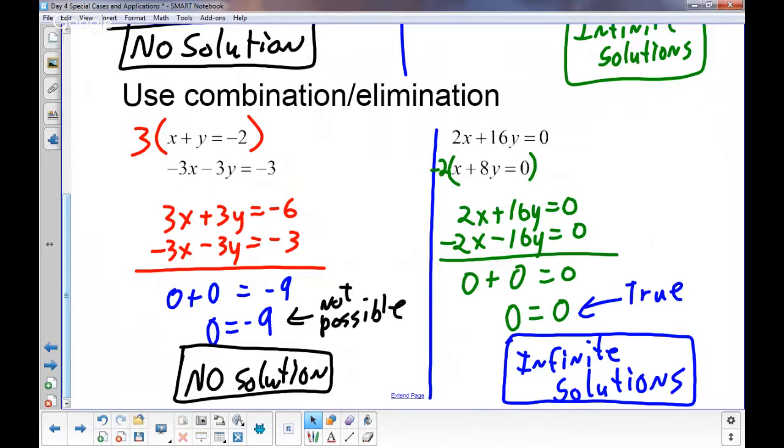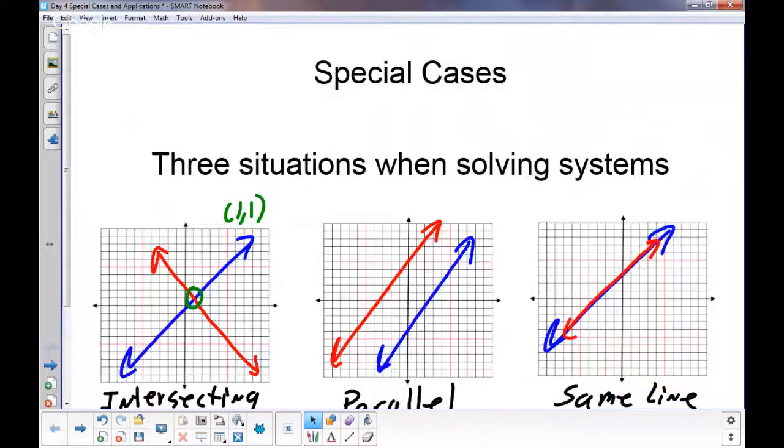So again, remember, special cases: you either have a solution, which is one solution, which is what we've been doing in the first 3 sections, or if you have one of the special cases, you're going to either have no solution, an untrue statement with no x's or y's there, or you're going to have infinite solutions, which is a true statement, but again, no variables are present. Or if you're graphing, you end up with either parallel lines or the same line.